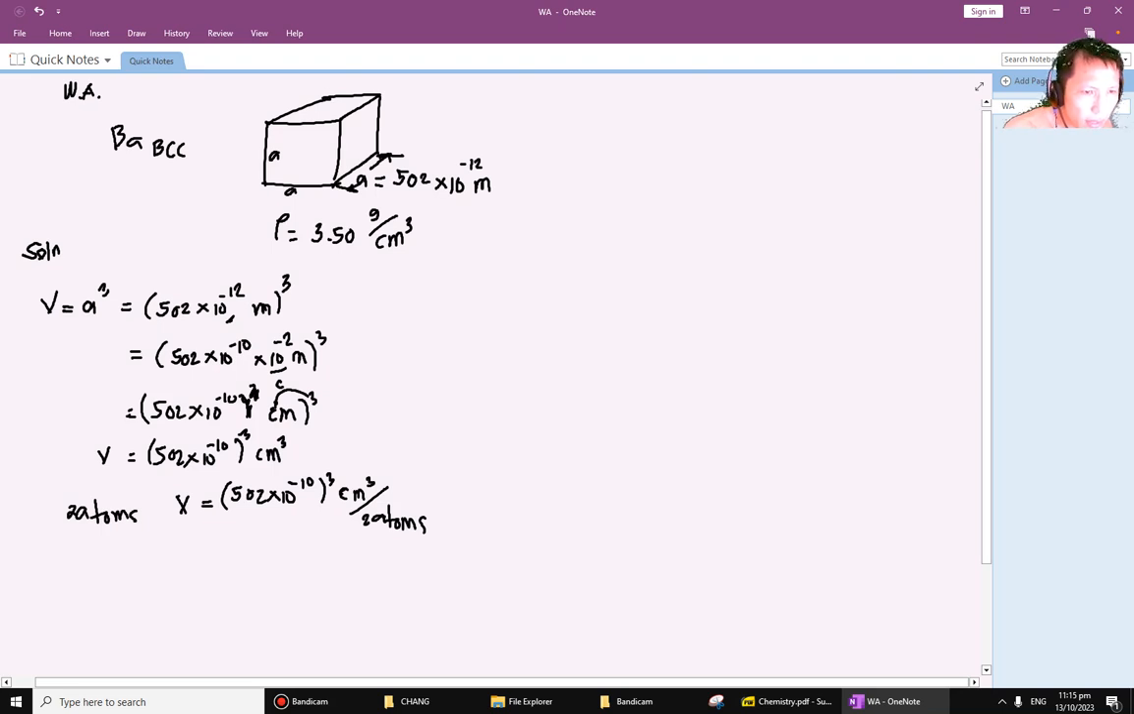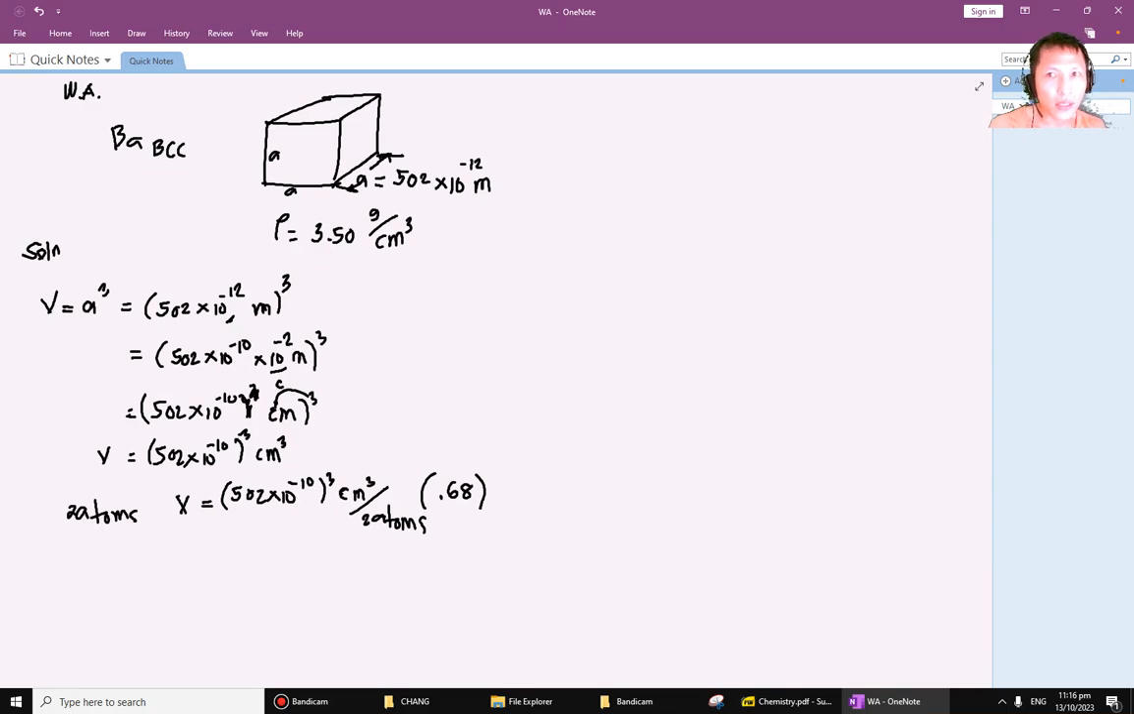I think it goes like this. Since we are given 68% only, we still have to multiply this by 68%, or 0.68. That is the volume occupied by those two atoms. Okay, because it tells us. So after that, I think we have to divide it in terms of 1 mole. So your barium atoms, we go to the periodic table.